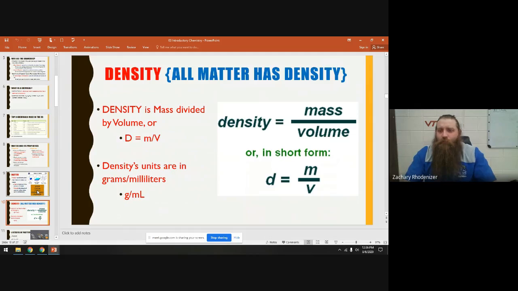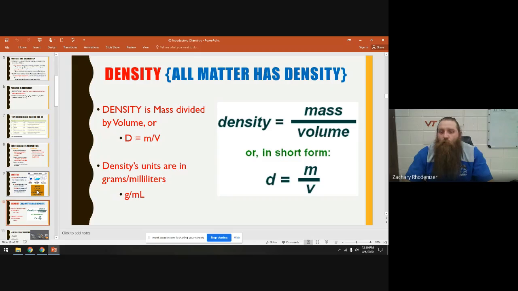Density relates mass and volume. So you need to know the formula for density for chemistry. It's density equals mass divided by volume, or D equals M over V. And because we are dividing mass by volume, and those two units don't cancel out, right? Then the units for density are just grams divided by milliliters, or whatever unit they use for volume.